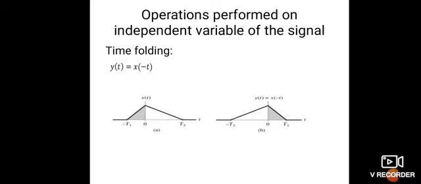In figure A, x(t) starts from minus t1 to t2. And in figure B, y(t) equal to x(minus t). With respect to the origin, it is rotated. So t2 is going to minus t2 and minus t1 is going to t1. The whole signal width is the same, but the time scale is from minus t1 to t2 in the first case, and from minus t2 to t1 in the second.